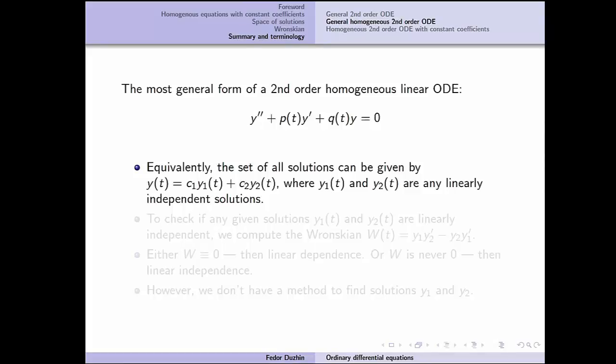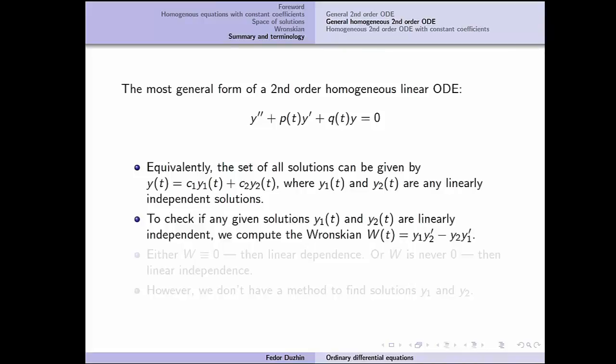It also tells us that if we found two linearly independent solutions, then every solution can be written as a linear combination of two linearly independent solutions. But in order to check if two solutions are linearly independent, we need to compute the Wronskian. Because of Abel's formula, either the Wronskian is 0 everywhere, and this is only possible if the solutions are linearly dependent, or the Wronskian is never 0, and then of course the solutions are linearly independent.